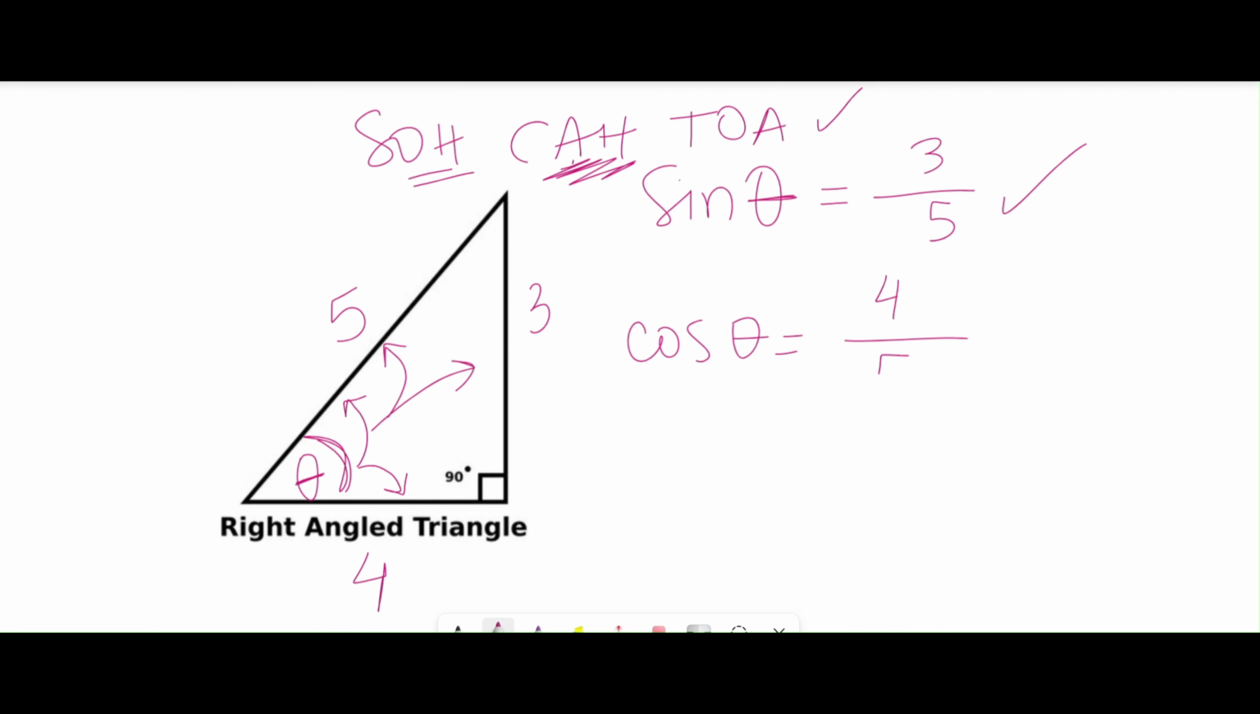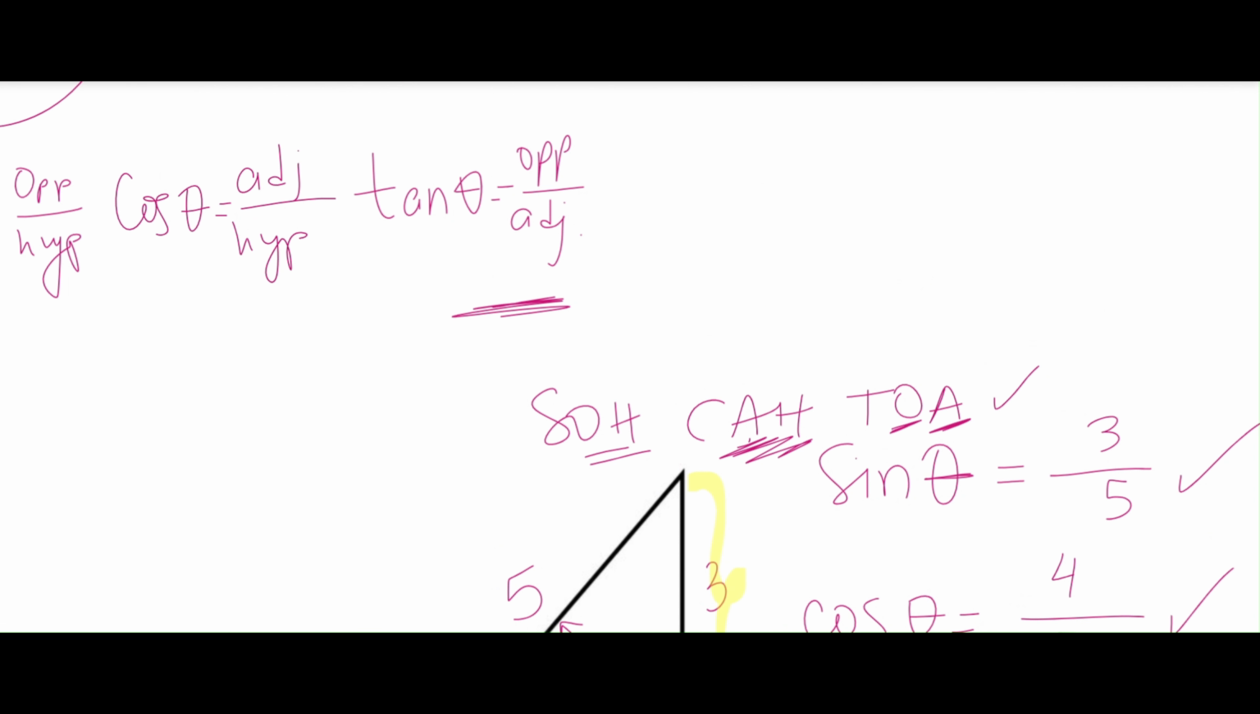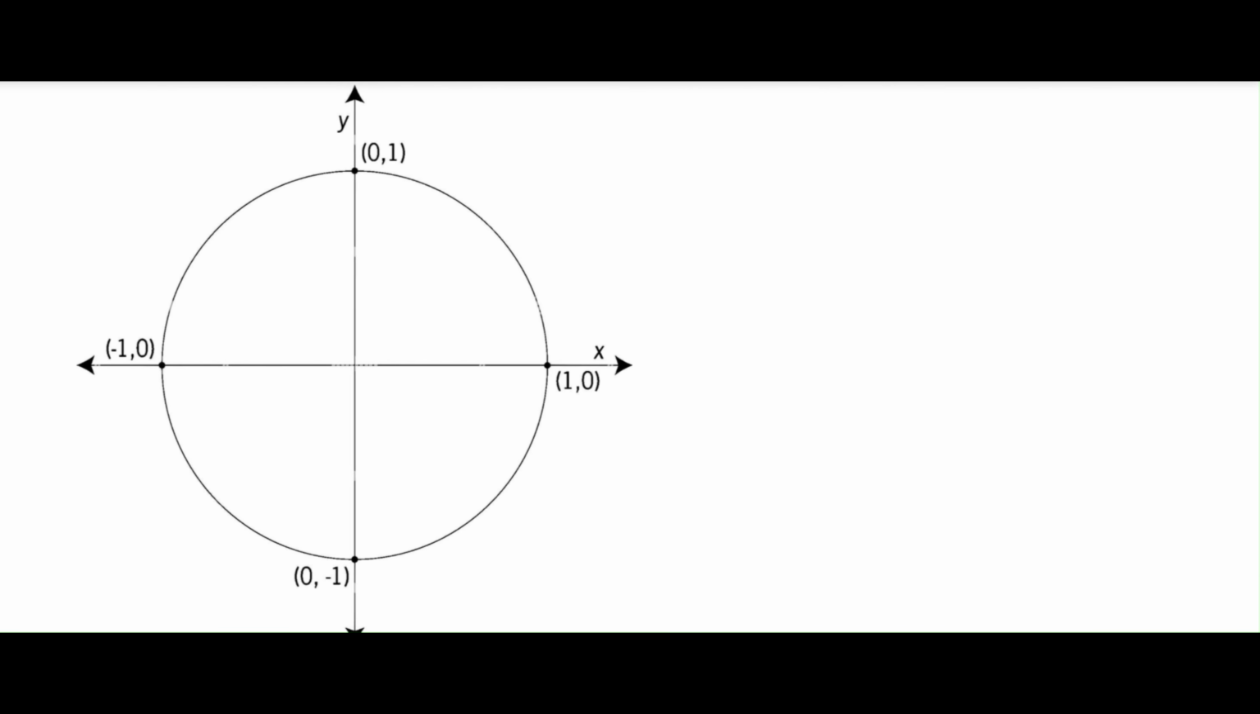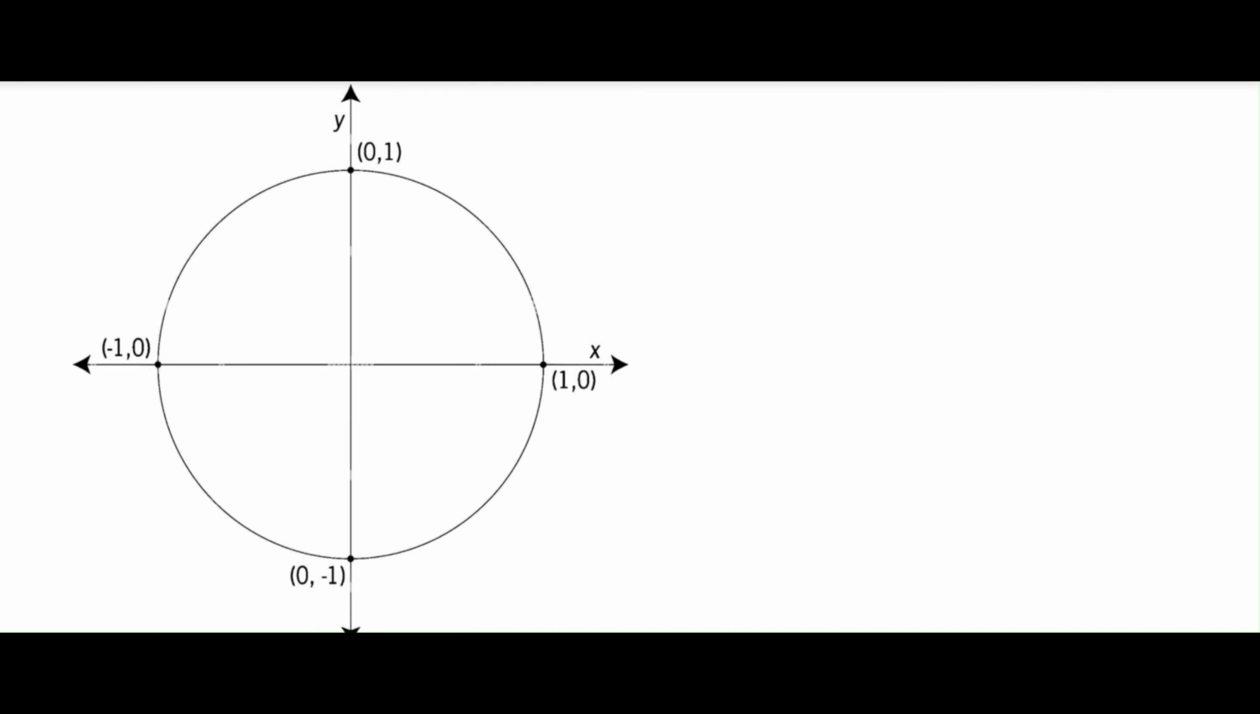So 4 over 5. And finally, tangent of our angle will be opposite over adjacent, which means 3 over 4. Now, if that is clear, we can go back to the unit circle and explain how to find sine and cosine of all other angles.